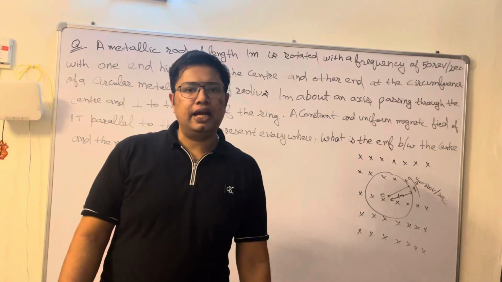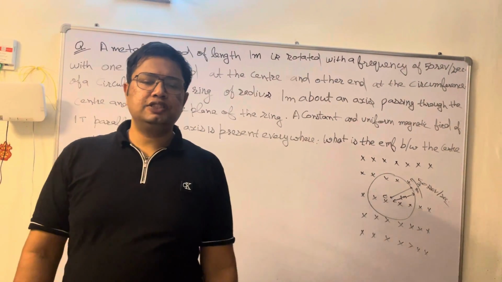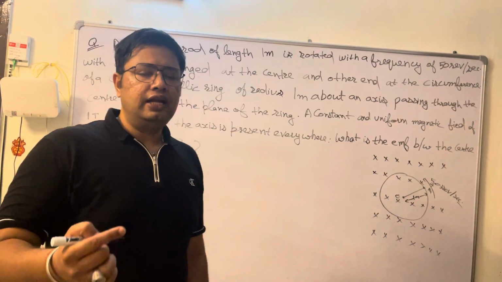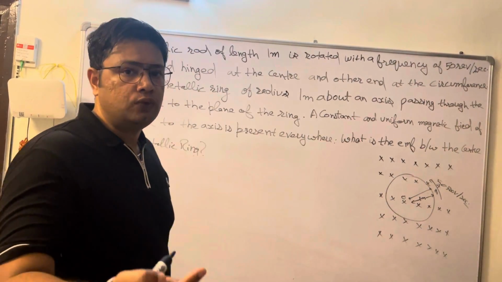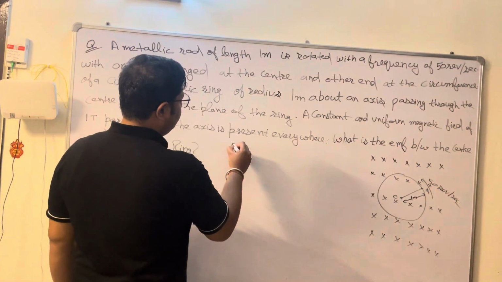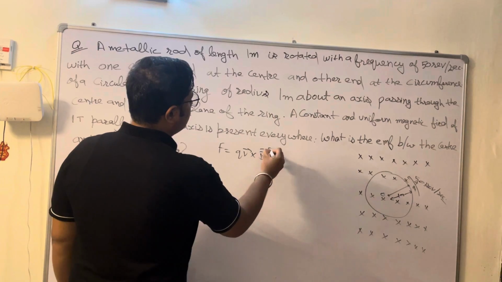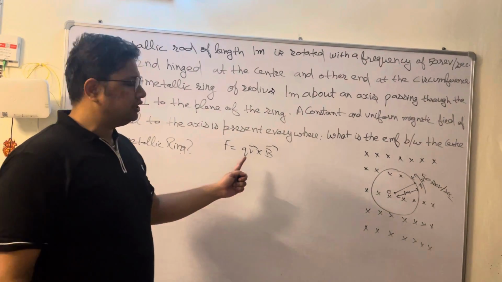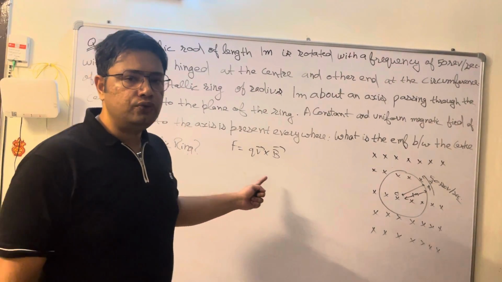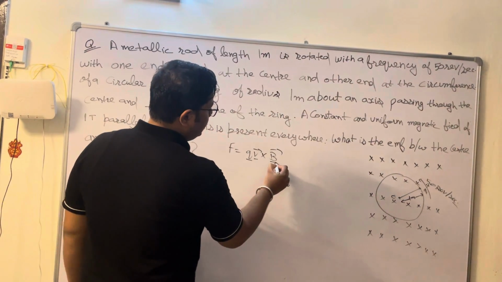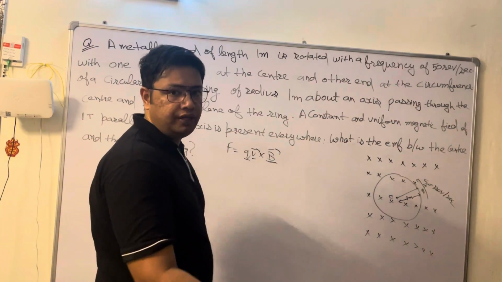We know that whenever a charge is moving inside a magnetic field, it experiences a force. That force is known as the Lorentz force, and it is given by F equals Q V cross B. Here Q is the magnitude of the charge, V is the velocity of the charge, and B is the magnetic field in which it is moving.